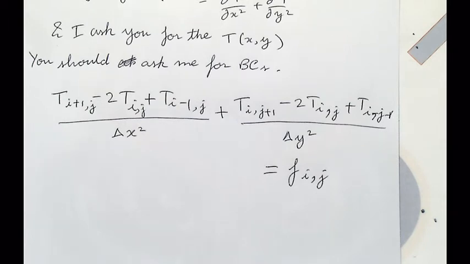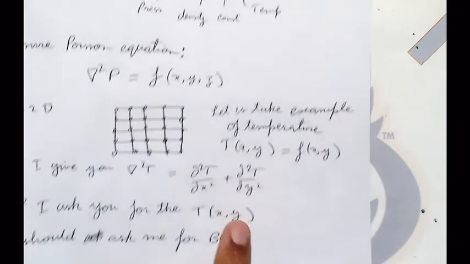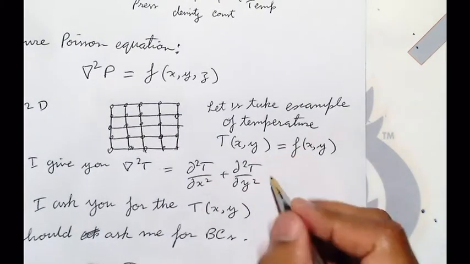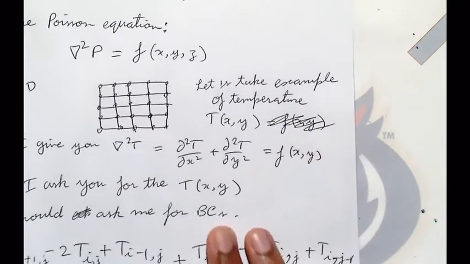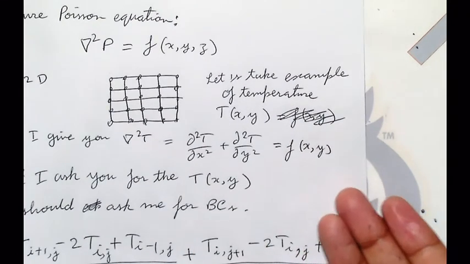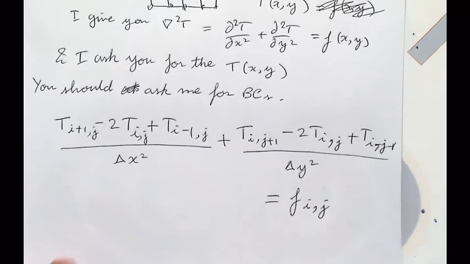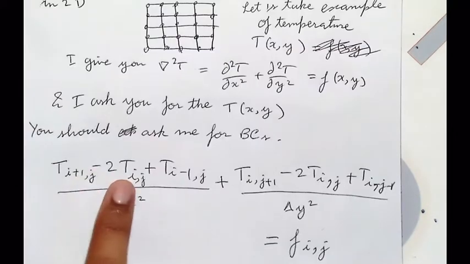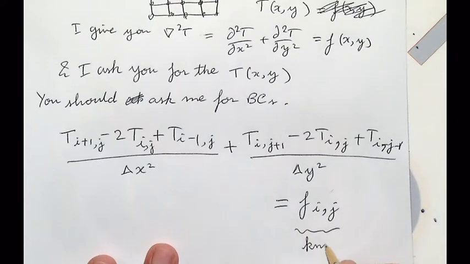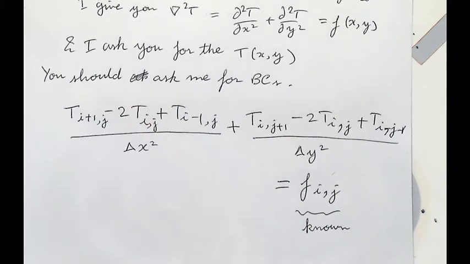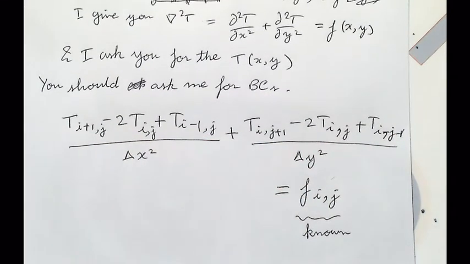So, what I said was I will only give you the right hand side. Sorry, this is not F, this is F. So I told you I will only give you the right hand side, and you give me the temperature. I only give you the second derivative, you give me the temperature. So you actually don't know any of these T's. Nothing in here is known. The only thing you know is this one. So we have 1, 2, 3, 4, 5, 6 unknowns. How do we solve this?